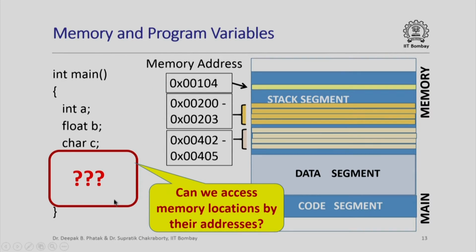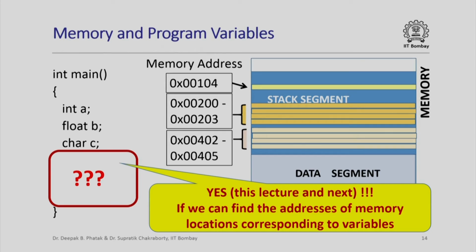So, one might ask, can we access memory locations not by the names of the corresponding variables, but by their addresses, since they also have unique addresses? And what we want to see is how can we do this in C++, and this will be the primary motivation for us to study pointers in C++. Well, it turns out that yes, we can indeed access memory locations by their addresses, and we will see how to do that in this lecture and the next.